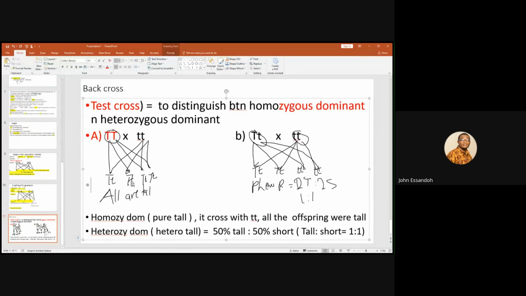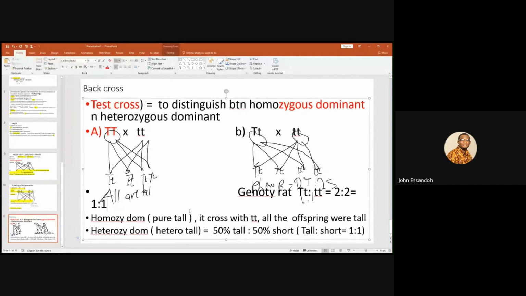Phenotypic ratio and genotypic ratio are not here. But here, the phenotypic ratio is what gave us 2 tall, 2 short, which is 1:1. And the genotypic ratio here will be equal to capital T, small t, and small t, which is 2:2, which is the same as 1:1.